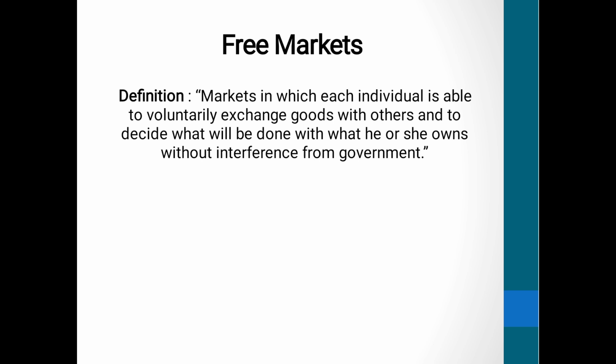Students, now let us define free markets. Free markets are those markets in which each individual is able to voluntarily exchange goods with others to decide what will be done with what he or she owns without interference from the government. So you can conclude from this definition of free market that it is like a place where people have the free will to buy and sell products without the interference of the government rules and regulations.